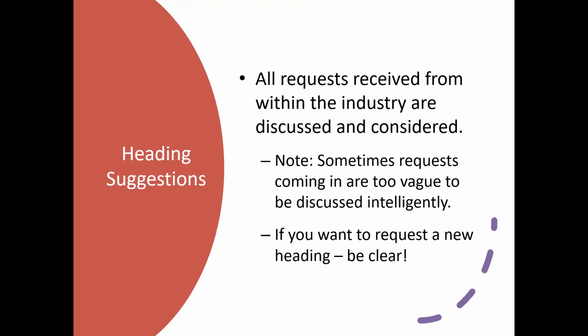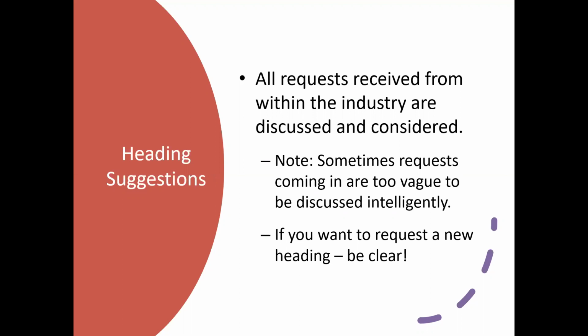We do consider everything, except sometimes a request will come in and it's so vague. We have some guidelines for thinking about what headings should be, whether a heading should be requested or not. And sometimes if people don't look at those guidelines, we might not discuss something as in-depth as we could. If it's too vague, or something, say, all by the same publisher, a very niche publisher, well, we might not talk about that at all.